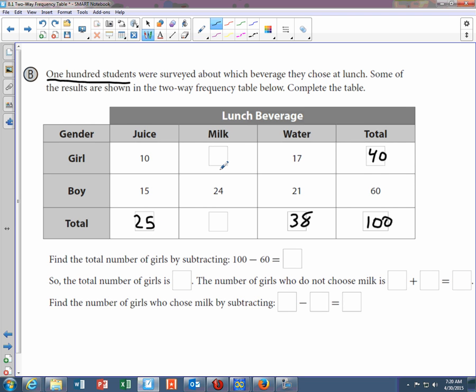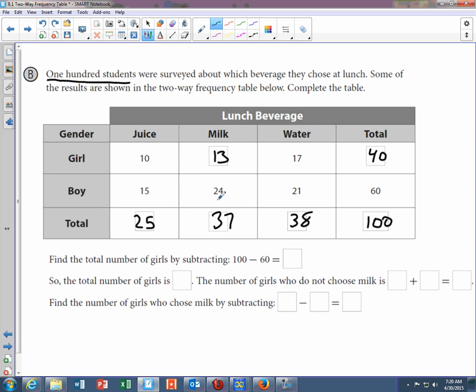How am I going to get these boxes here? Okay, well 10 plus something plus 17 has to equal 40. So the 10 and 17 itself is 27. So 27 plus what gives me 40? 27 plus 13 gives me 40. I'll do that again. Another way to think of it is 40 minus 17 minus 10 gives me 13. And then 13 and 24 is 37.